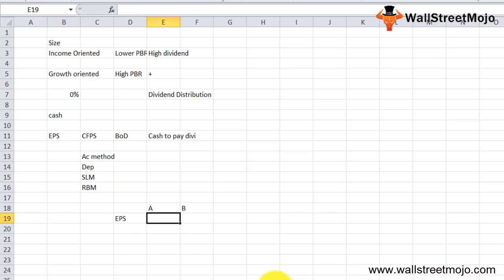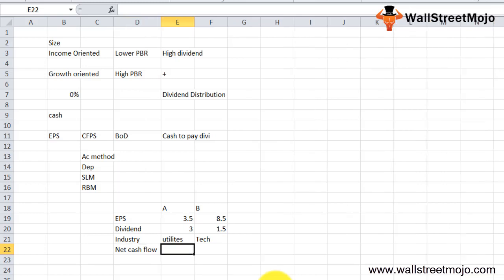It has earning per share standing at 3.5 per share and 8.5 per share. They have a dividend paid during the year per share standing at 3 and 1.5 per share. They belong to a different industry, let's say A belongs to utilities and B belongs to tech industry. And the net cash flow from the investment activity, let's say this is negative and this one is positive.